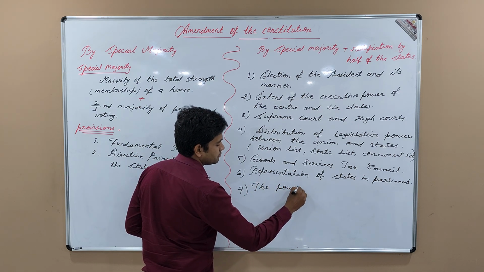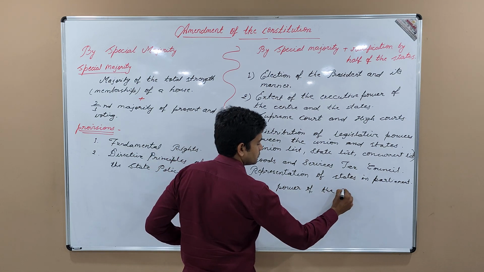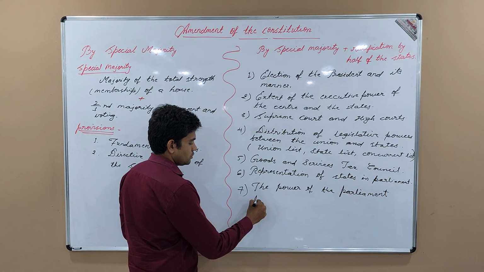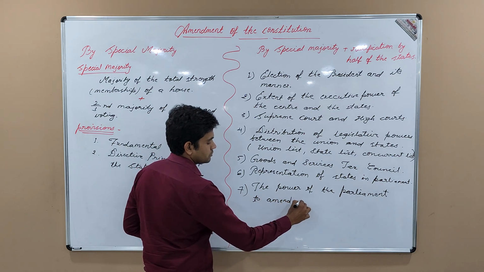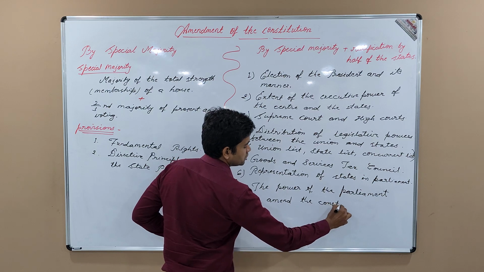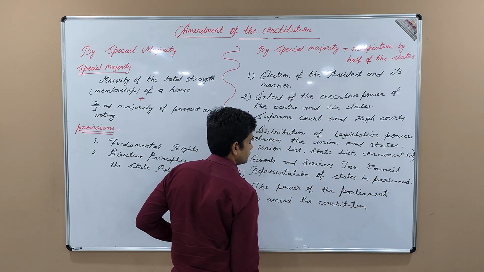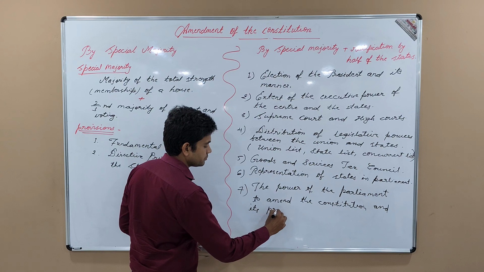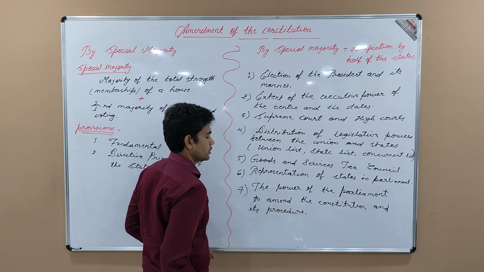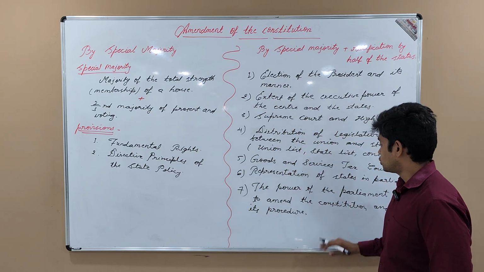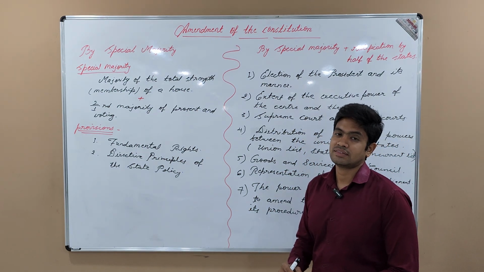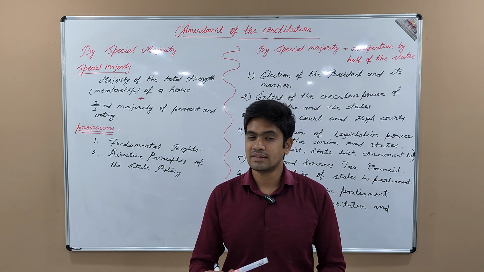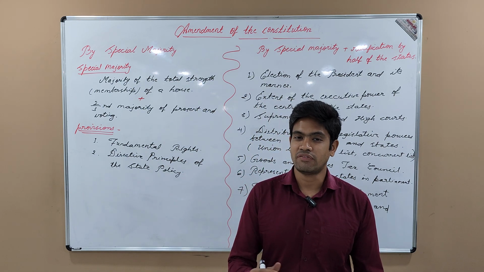Okay, and the seventh one is actually the power of the parliament to amend the constitution and its procedure. Okay, so the power of parliament to amend the constitution and how it will do so, it can be again amended by the special majority as well as the consent of state legislature of half of the states.